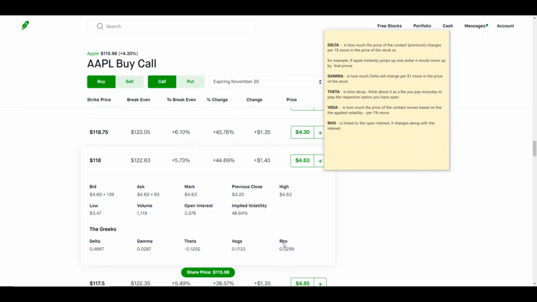All right, last one is rho. Rho is linked to the open interest, so just remember it changes along with the open interest value. To be honest, I don't pay a lot of attention to rho. I think it's pretty insignificant, but that's for you guys to decide, how you want to play options. Like I said, I pay a lot of attention to delta and theta.